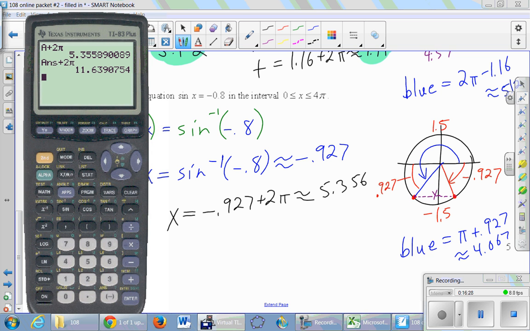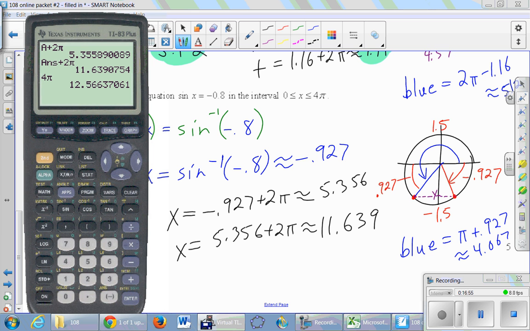Actually, I think that's a little bit less, right? Because pi is around 3, so 4 pi is 12 and change. So that answer is another perfectly good answer. So x equals the previous 5.356 plus another 2 pi gives me 11.639. And if we go another 2 pi from that, that's definitely too greedy. We can just get 4 pi in front of us to make sure we know what the max is.